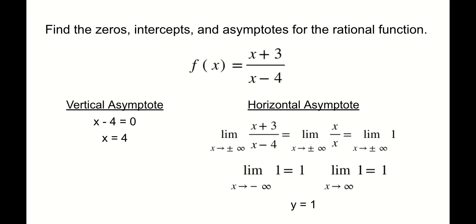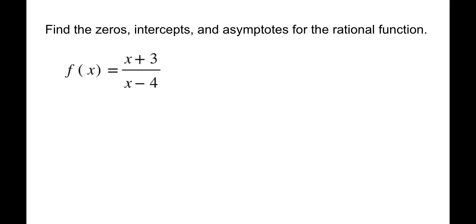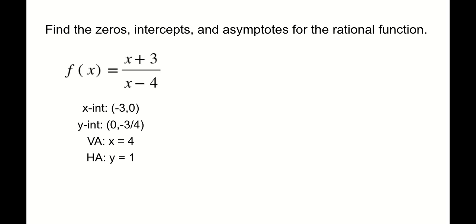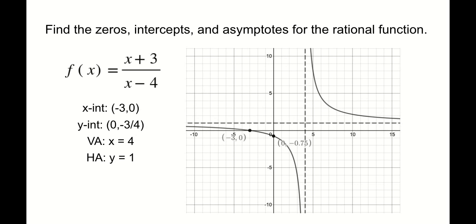Okay, so now let's check this. Let's pop up a graph and see if we're correct. So here's my function. I have an x-intercept of (negative 3, 0), a y-intercept of (0, negative 3/4), a vertical asymptote of x equals 4, and a horizontal asymptote of y equals 1. Let's graph this using technology, and this is our graph. You can see all 4 of those apply.